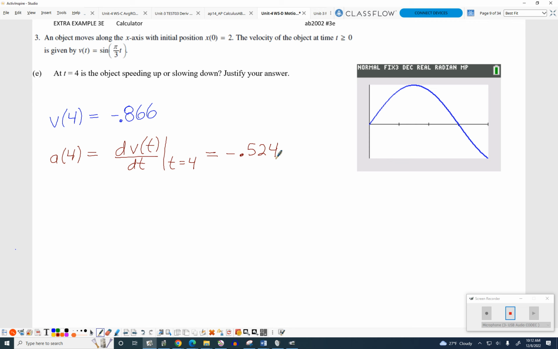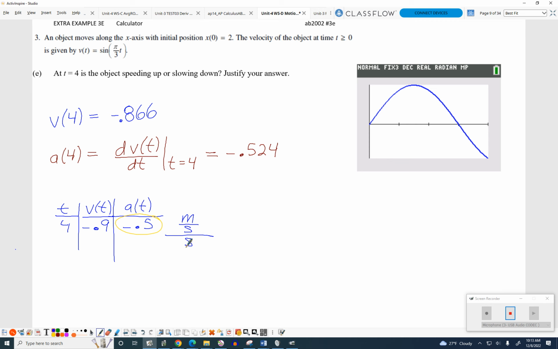Okay, now we're going to do a little story here to hopefully make sense of this. We're going to round the numbers so talking is easier. So here's our time, and we're at time equal 4, and our velocity at that time is -0.9. Our acceleration at that time is going to be -0.5. The acceleration number tells you how the velocity number changes. So if we think in terms of basic units, the velocity is negative 0.9 meters per second. The acceleration is negative 0.5 meters per second every second.